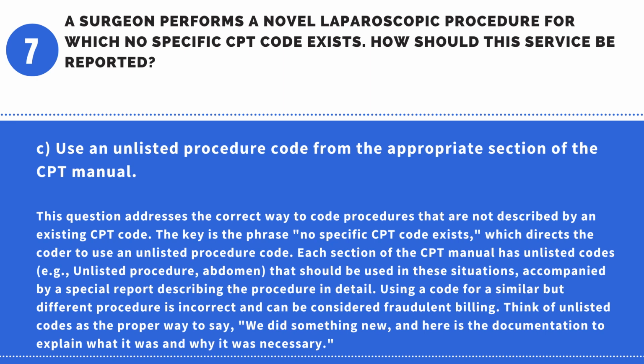Answer, C. Use an unlisted procedure code from the appropriate section of the CPT manual. This question addresses the correct way to code procedures that are not described by an existing CPT code. The key is the phrase, "No specific CPT code exists," which directs the coder to use an unlisted procedure code. Each section of the CPT manual has unlisted codes, e.g., unlisted procedure, abdomen, that should be used in these situations, accompanied by a special report describing the procedure in detail. Using a code for a similar but different procedure is incorrect and can be considered fraudulent billing. Think of unlisted codes as the proper way to say, "We did something new, and here is the documentation to explain what it was and why it was necessary."